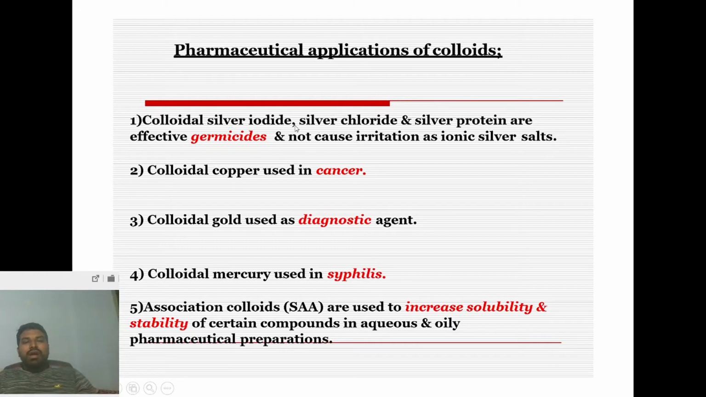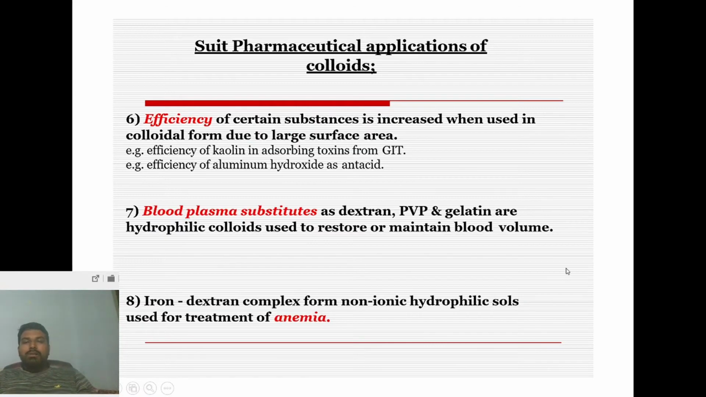Pharmaceutical applications of colloids. Colloidal silver iodide, silver chloride and silver protein are effective germicides and do not cause the irritation of ionic silver salts. Colloidal copper is used in cancer. Colloidal gold is used as a diagnostic agent. Colloidal mercury is used in syphilis. Association colloids are used to increase the solubility and stability of certain compounds in aqueous and oily pharmaceutical preparations.